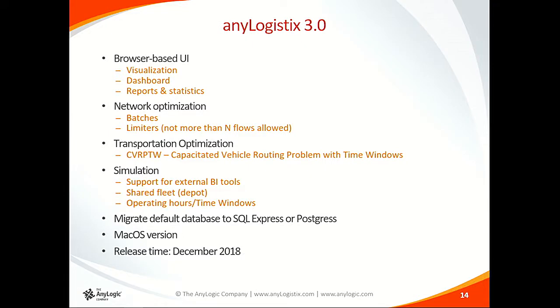So in the simulation part, we'll add support for external business intelligence tools, as well as a shared fleet and operating hours and time windows to be consistent with the network optimization part. Then we'll migrate our default database to SQL Express and Postgres for better support for large scenarios and models. The last thing we are going to do, we are going to release a Mac OS version. All this we are going to do by December this year.